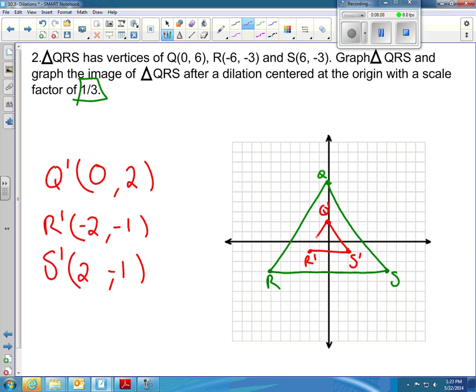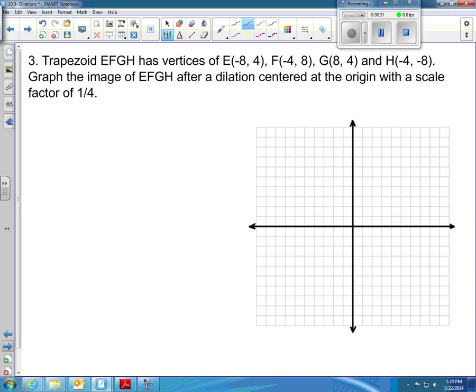Notice that this time we shrunk down our figure. So if we have a scale factor that's a fraction between 0 and 1, we are going to have a shrinking. If we have a number that's greater than 1, we are going to have something that's enlarged. All right, so let's go ahead and look at problem 3. Here we're dealing with a trapezoid, and it says we have a scale factor of 1/4.